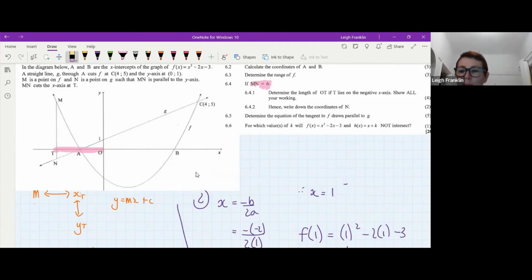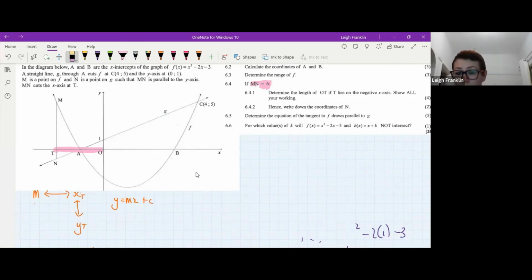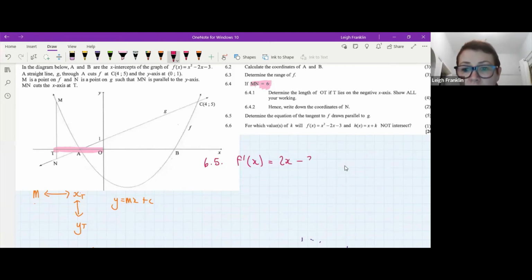The gradient at a point is the derivative, isn't it? So if the gradient at a point is exactly the derivative, what that means for us is this. In 6.5, the gradient at a particular point, we know that the first derivative of this will be 2x minus 2. And we know that the gradient at this particular point is 1.